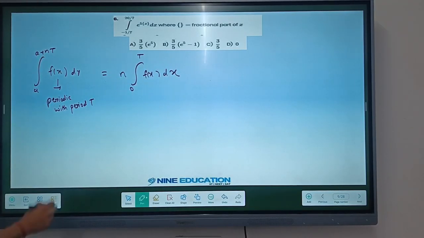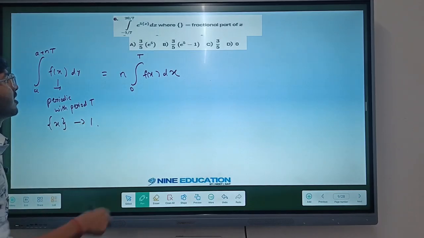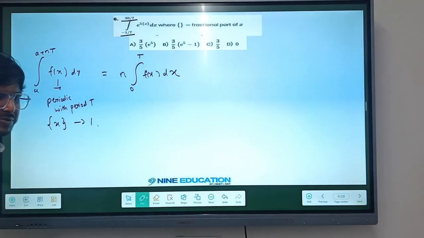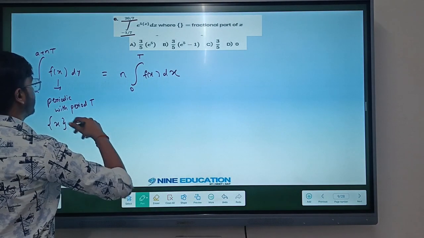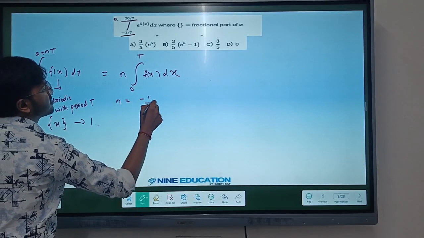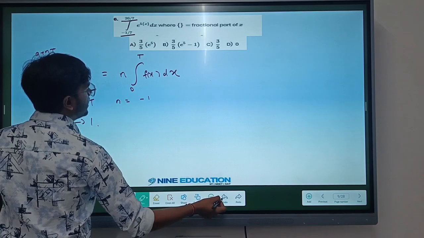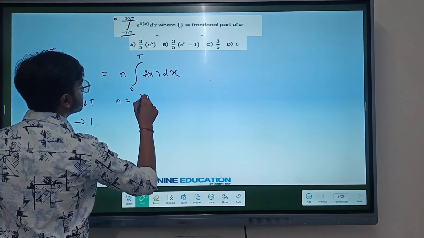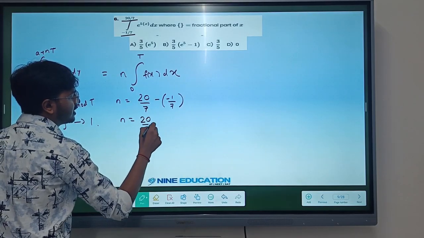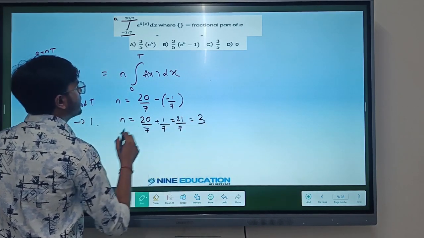So we have the fractional part of x. What is the period of the fractional part of x? The period of the fractional part of x is 1. So what is a here? Minus 1 by 7 and 20 by 7. The value of n would be 20 by 7 minus of minus 1 by 7, so 20 by 7 plus 1 by 7, which is 21 by 7, which is 3.